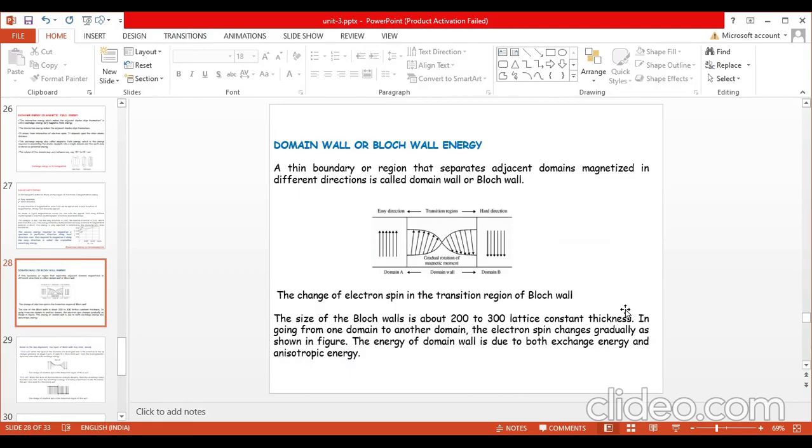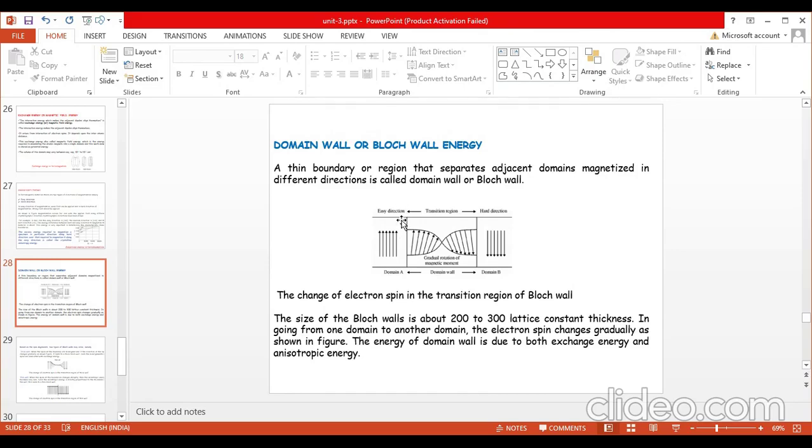Next one is domain wall or block wall energy. Again you see the diagram, the domain walls. As we know, these arrow marks indicate the domains and the lines indicate the domain walls that we have seen in the last slides. A thin boundary or region that separates adjacent domains magnetized in different directions is called domain wall or block wall energy.